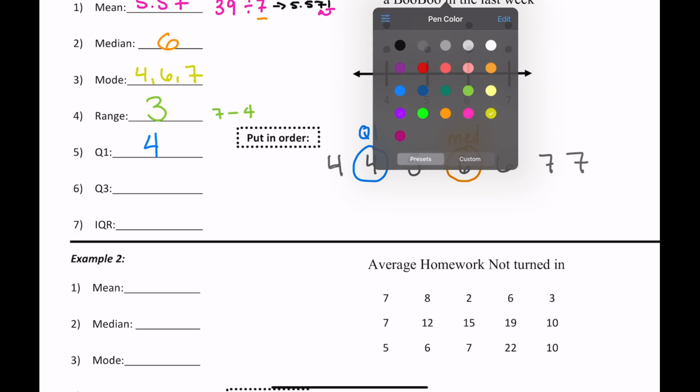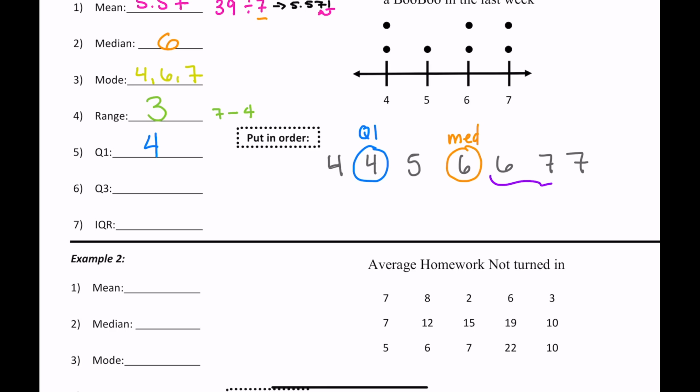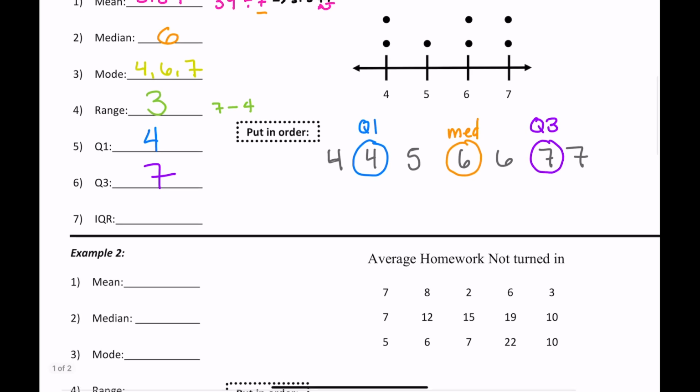Now we're going to look at the second half of data. We've already still used that orange 6 up, so we can leave it alone. It doesn't exist now. So we're looking at 6, 7, and 7. Well, the middle number of those guys is this 7. So this is going to be your quartile 3. So 7 for our quartile 3. All right. That's quartile 1 and quartile 3 when it's all nice like this.